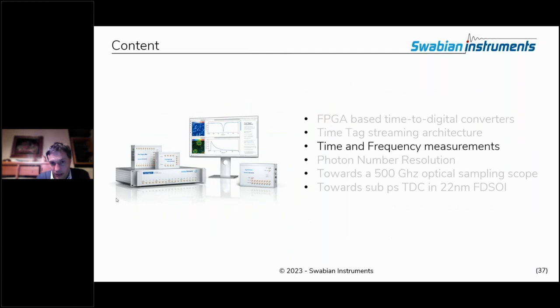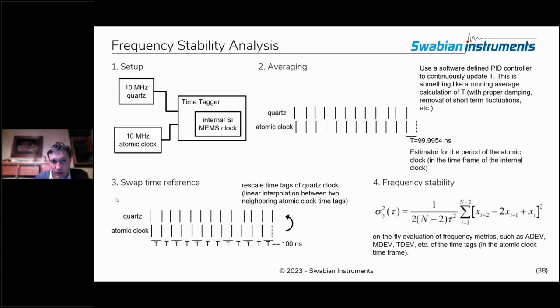Okay, and so in the next couple of slides, I will talk about time and frequency measurements and what we've done in that direction. So here is the setup shown. First, let's say you have a 10 megahertz quartz that you would like to measure phase, frequency, and drift for, and a 10 megahertz atomic clock that you would use as a reference.